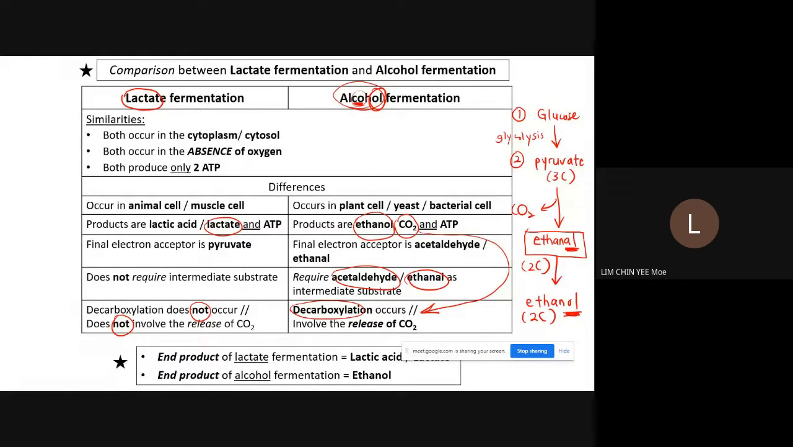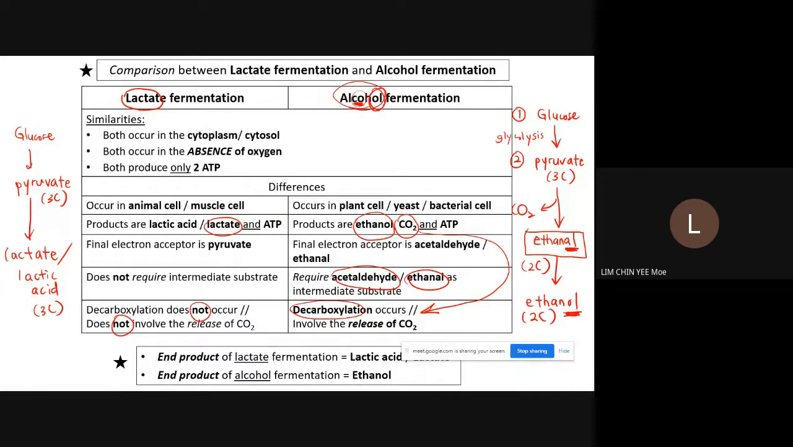Whereas if it's for lactate fermentation, ada tak melibatkan decarboxylation? Ada decarboxylation ke? Tak ada. So maksudnya lactate or lactic acid ini 3 carbon ke 4 carbon? 3 carbon ke 2 carbon? 3. 3.